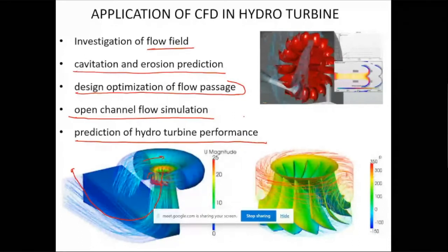Here you can see this is the Pelton model. This is a jet, and this bucket is rotating, and this is the flow around it, and the pressure values across the runner.